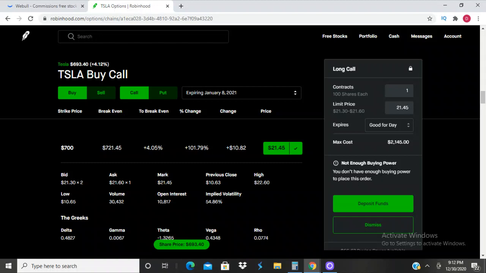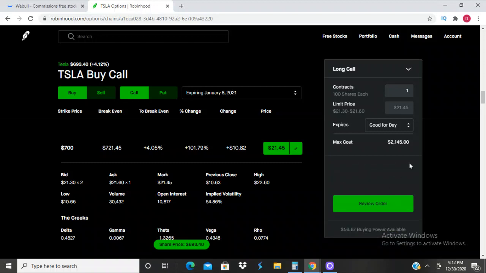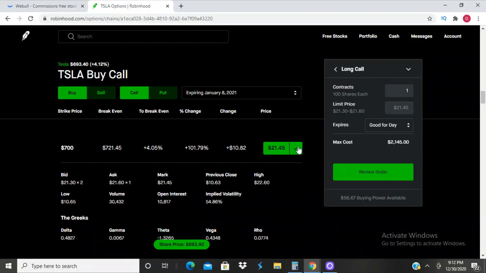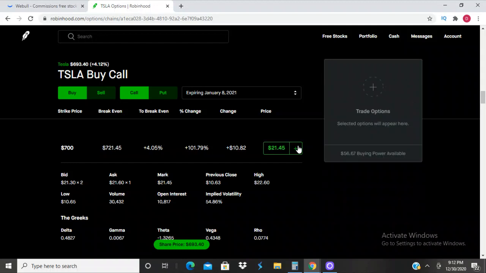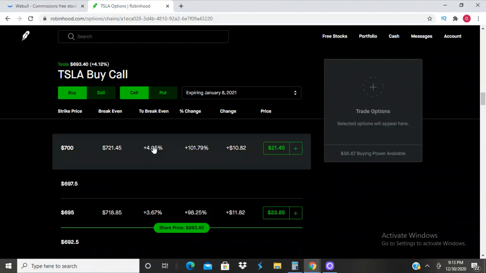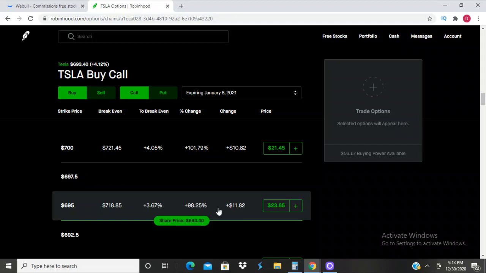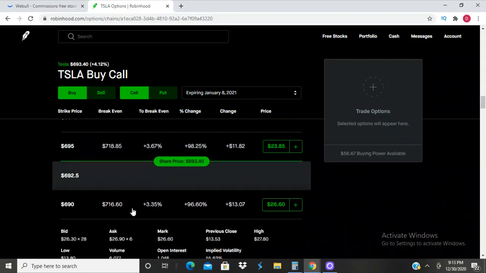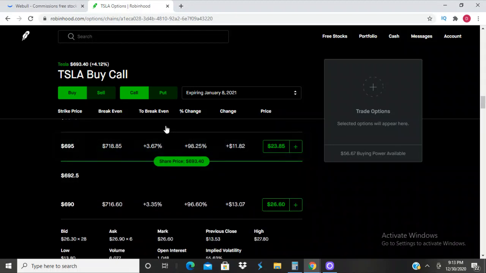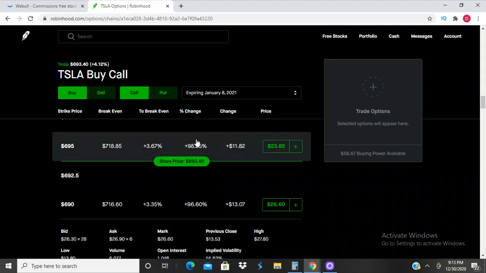So now if I had enough funds in here, it would just say submit right here, and then this button would say cancel. But since there's not enough in here, this is just an example. Now let's get out of this contract and actually go to a contract that would have been for like 50 bucks. Because the contract would have been 50 bucks, we would have to get something that's called out of the money, which is above this line here.